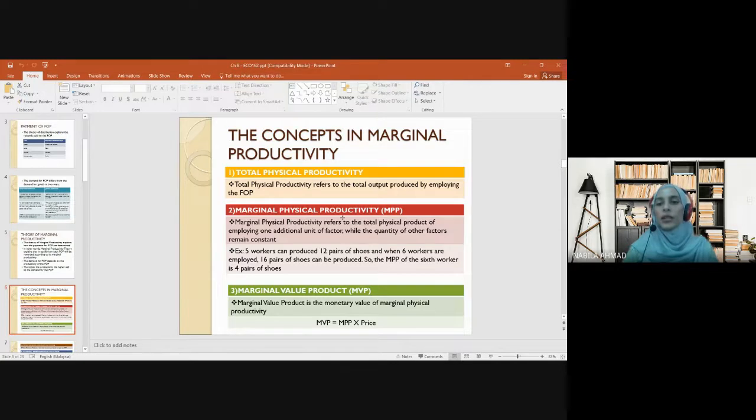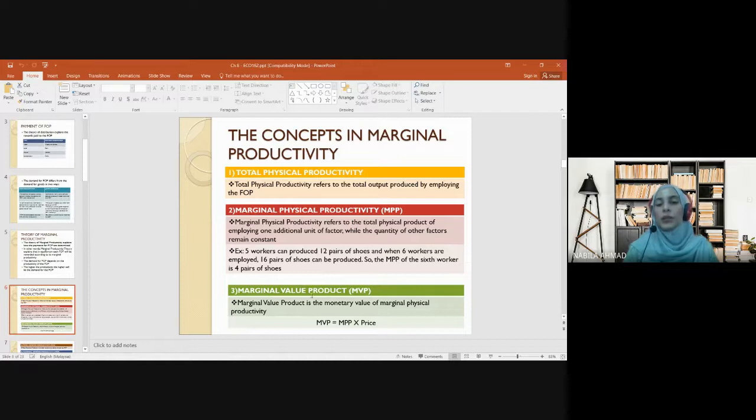And then marginal physical productivity refers to the total physical product of employing one additional unit of factor while the quantity of other factor remain constant. So ini macam marginal product. Change in total product divided by change in labor. So sama saja. Alright, so 5 workers can produce 12 pair of shoe and 6 workers employed 16 pair of shoe will be produced. Jadi berapakah marginal physical product? 16 tolak 12, 4 bahagi 1. Itu adalah marginal physical product.